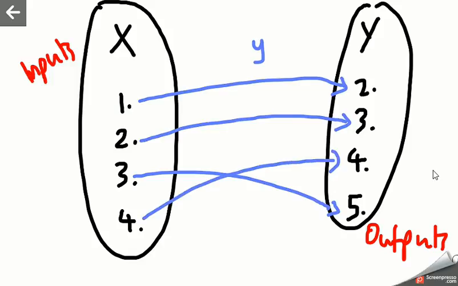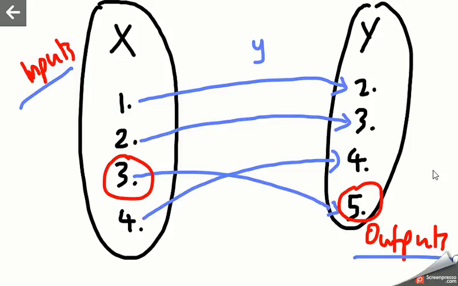Is this thing a function? Yes, it is. It has a set of inputs, it has a set of outputs, and for each of our inputs, there's only 1 output that it's sent to. We don't have 3 being sent to, say, 2 as well. If it was, then this thing wouldn't be a function anymore.